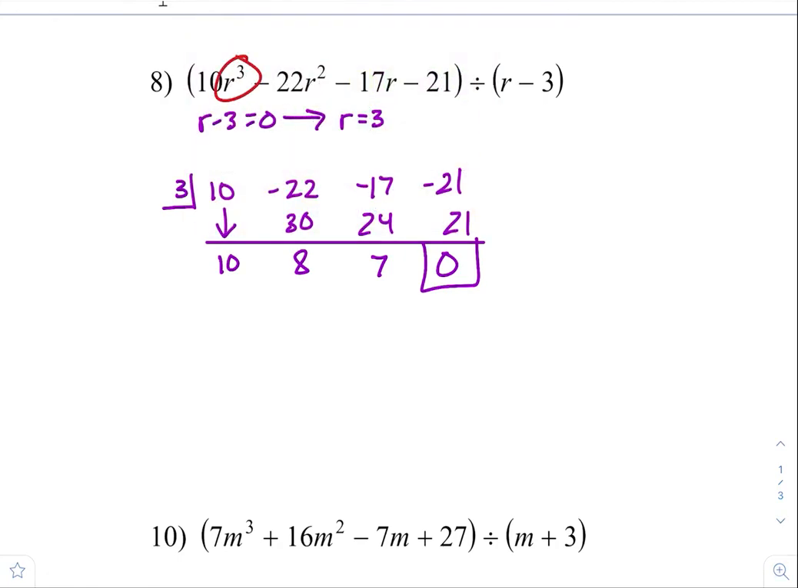Start with one less degree than that one, so r to the second, r, and then so on. So final answer, 10r squared plus 8r plus 7.